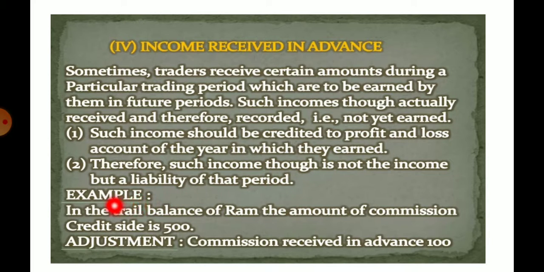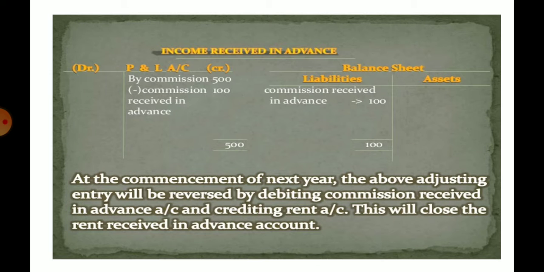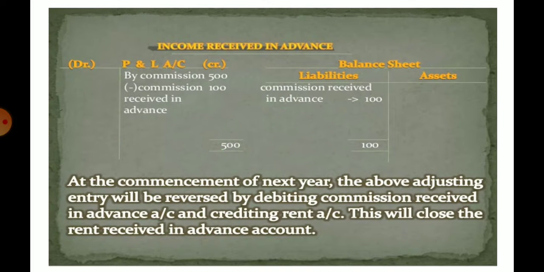For example, in the trial balance, the amount of commission credited is 500. In the adjustment, commission received in advance will be deducted in the P&L account and will be written as commission received in advance 100, because any advance income will be a liability of the business.